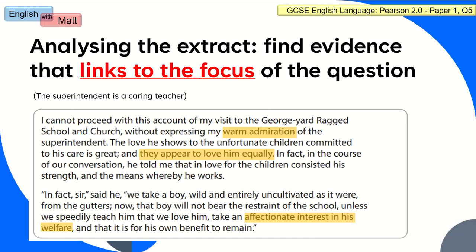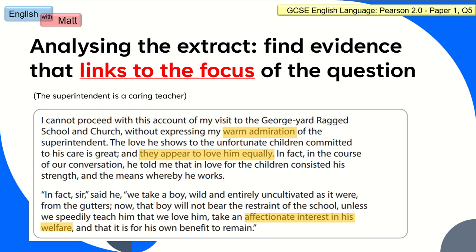So we've got three bits of evidence here for three points. And you can see that I've tried to keep the quotes as short as I possibly can. Remember, we don't want to be wasting time copying long quotes out from the extract. You get no marks for copying. So it's short quotes and using the quotes to reinforce, I suppose, your own interpretations.